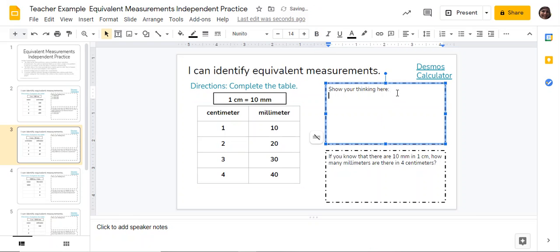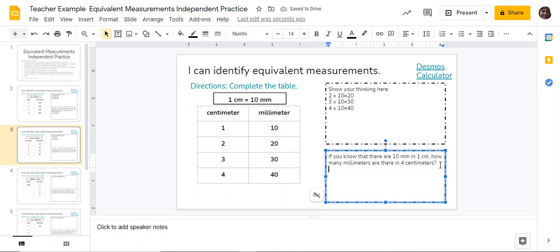I'm going to go ahead and show that here. Again, because for every 1 centimeter, you have 10 millimeters. So if I have 10 and 10 more, that makes 20. If I have 10 and 10 and 10, that's 30. Okay? If you know that there are 10 millimeters in 1 centimeter, how many millimeters are there in 4 centimeters? We know that there are 40.